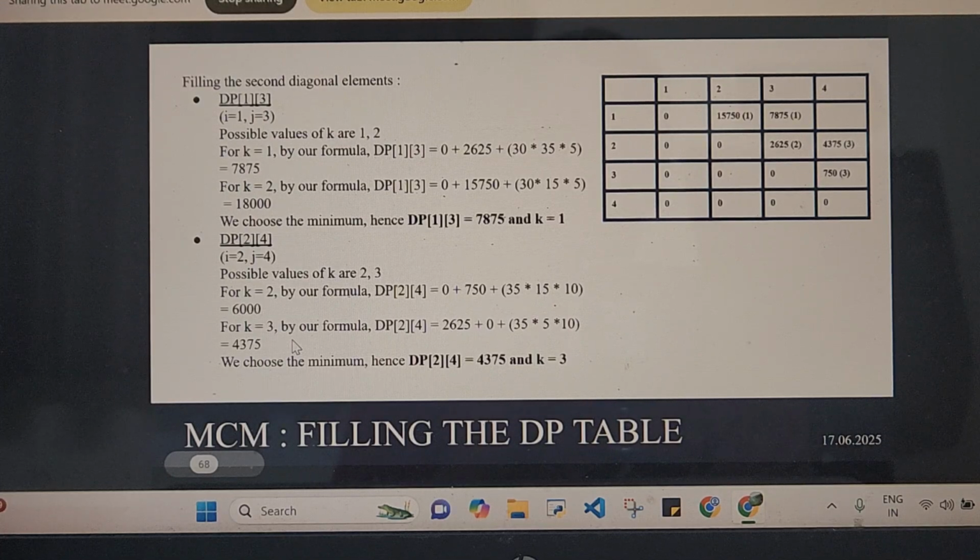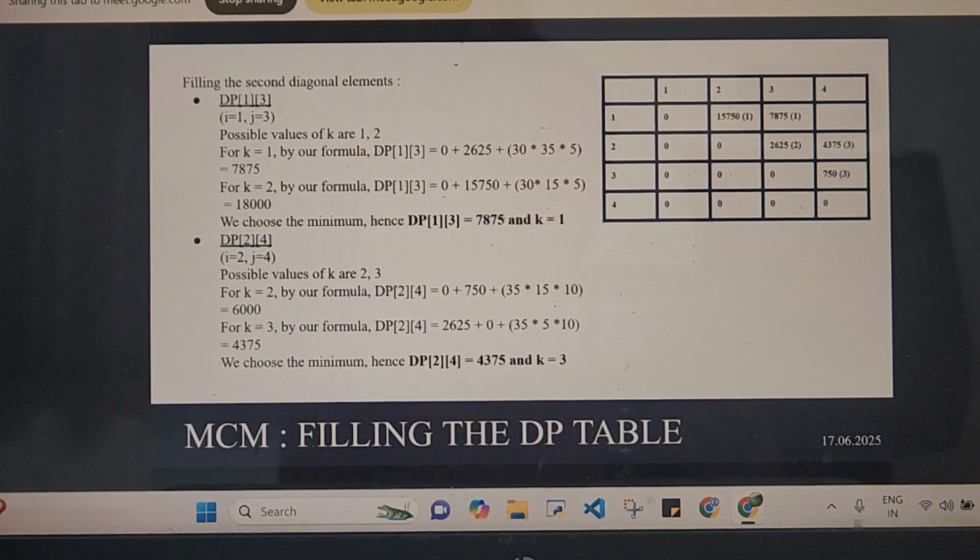Which means if you want to do B into C into D, if you do it as B cross CD, it is 6000 multiplications. If it is BC cross D, 4375 multiplications. So obviously we will choose the latter. So you put a 4375 here, and where do you split? After the third matrix. So it is A2 A3 times A4. That is how you fill in the second diagonal.